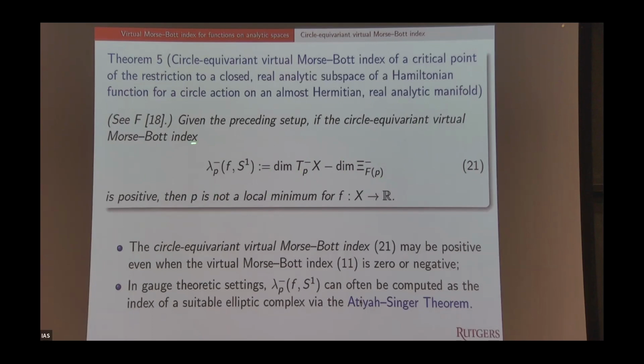And the key feature of this virtual Morse-Bott index is that if it's positive, then again, this point P is not a local minimum for this function on this possibly very, very singular analytic space.